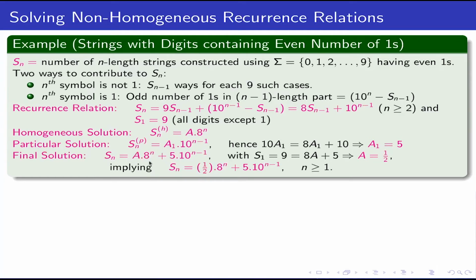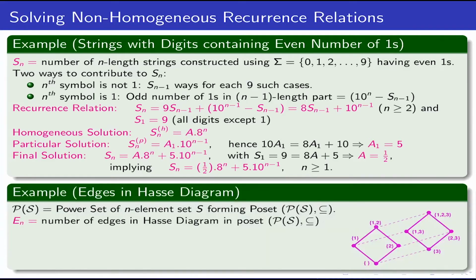Finally, the final solution will be A into 8 to the power n plus 5 into 10 to the power n minus 1, and if I put the base condition S1 equal to 9, then for n equal to 1, 8A plus 5 equals 9, which means A equal to half. So my final solution is the number of strings of length n with the 10 alphabets 0 to 9 which have only an even number of ones is half 8 to the power n plus 5 into 10 to the power n minus 1. So this is how we try to solve the first order non-homogeneous recurrences.